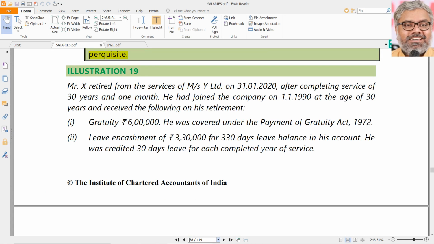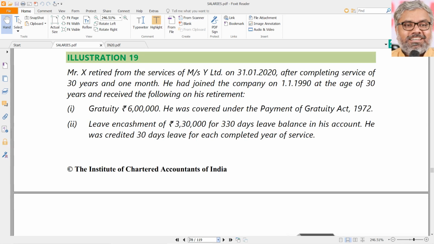Starting from illustration number 19. As usual, you always have to read the question very carefully. Unnecessary information and necessary information, we have to segregate very carefully. So read illustration number 19. Mr. X retired from the services of Y Limited on 31st January 2020. That means he was in the service during the previous year for a period of 10 months. 2 months were there after his retirement during our previous year. That we should identify. That is an important date of retirement.